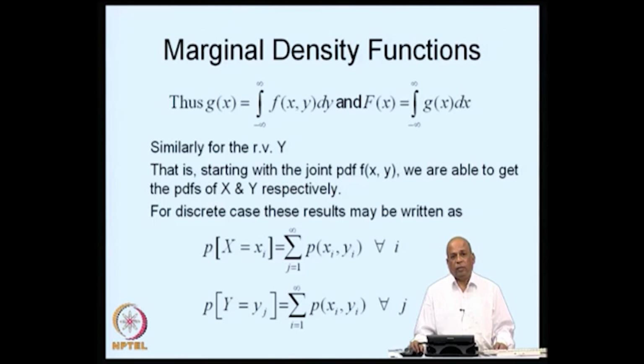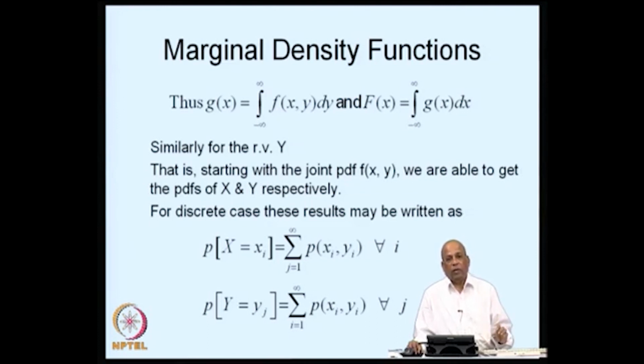We thus summarize: g of x we define as the integral from minus infinity to plus infinity of f of x y dy, integrating over y, and then we obtain the associated CDF as the integral from minus infinity to x of g of x dx. So, given the joint PDF, we can obtain the marginal PDF of both x and y and then start talking about the associated CDFs. Similarly, we can do it for the random variable y.